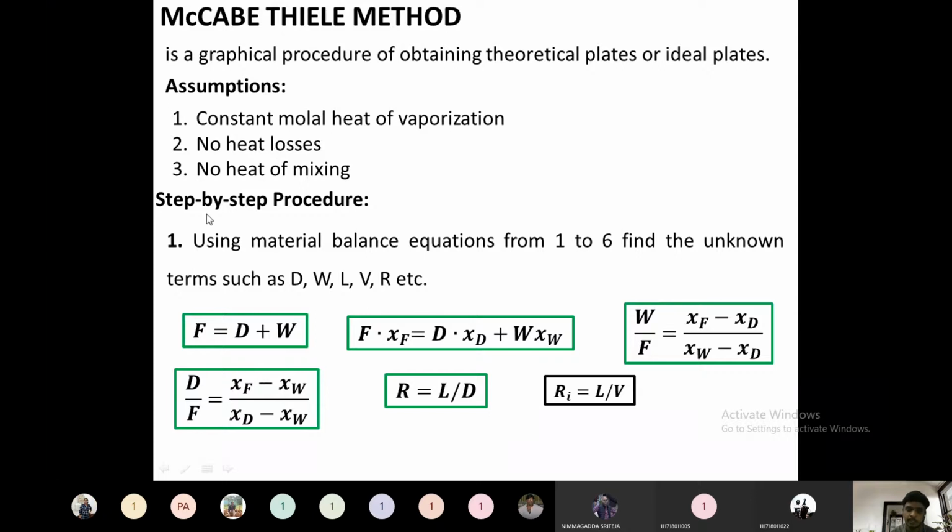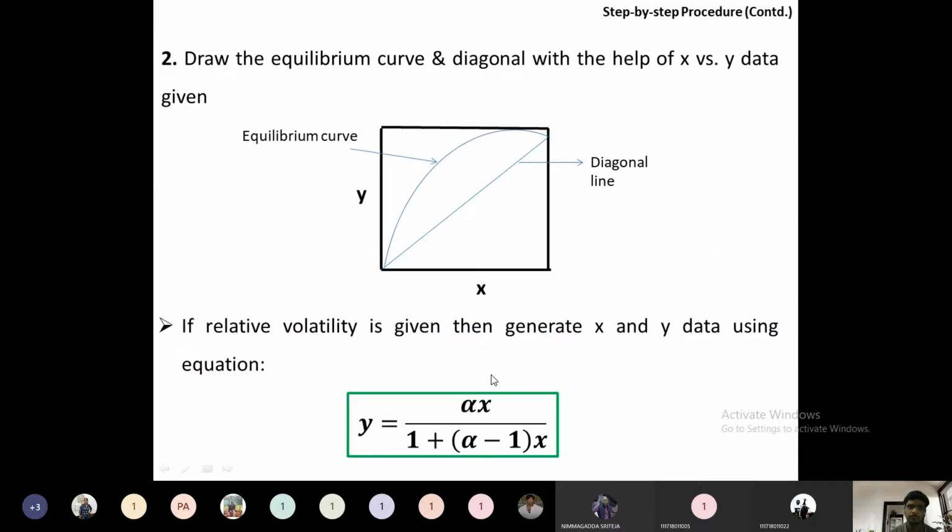Then in the step-by-step procedure, as I said in the earlier class, first you have to use the material balance equation, the sixth equation which we already derived earlier. Using this equation, the unknown parameters, whether it may be D, W, xW, xD, whatever the missing parameters from the problem, we have to calculate using all the material balance equations around the column.